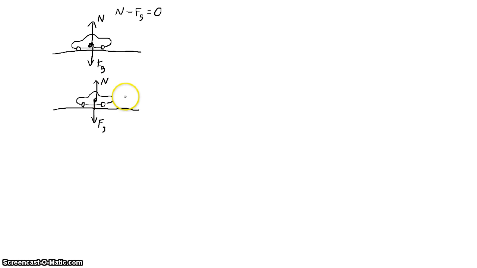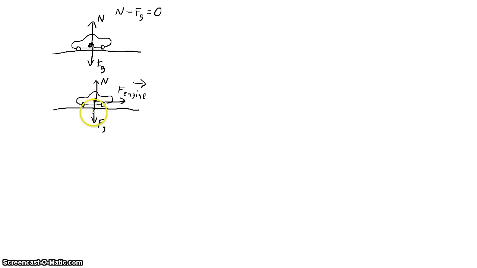Now, if the car is accelerating forward, that means that the net force needs to be in the forward direction. In this case, I'm going to assume forward is off to the right. That means that there is a force to the right on the car. This is probably a force coming from the engine. The engine is ultimately responsible for moving the car forward. So we'll just call this F sub engine.